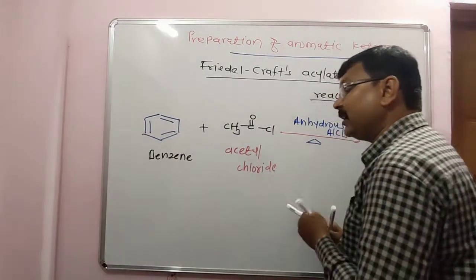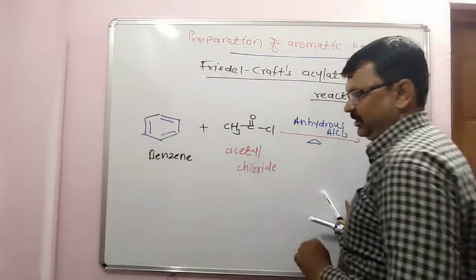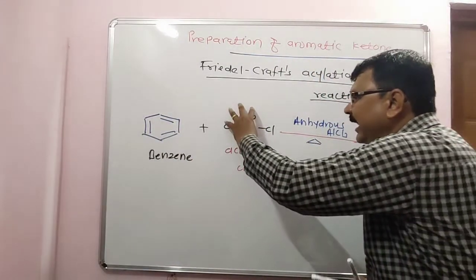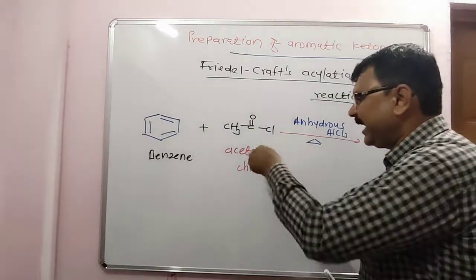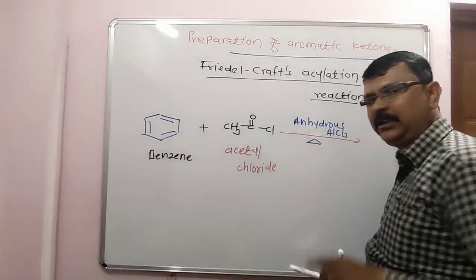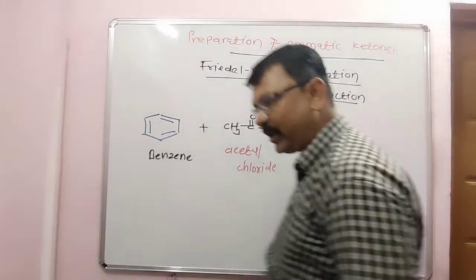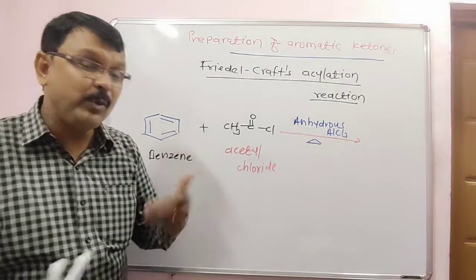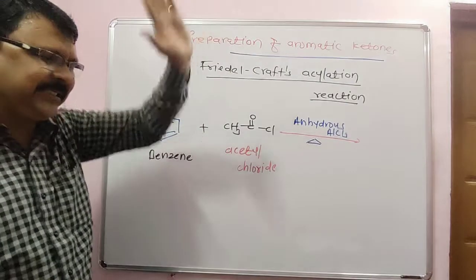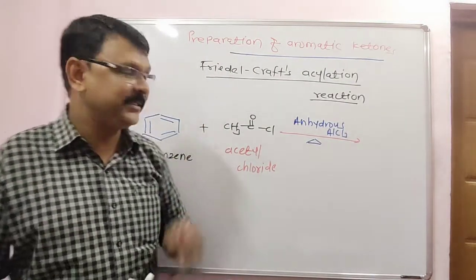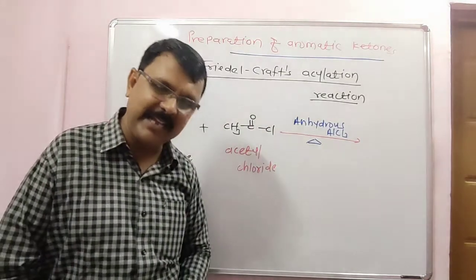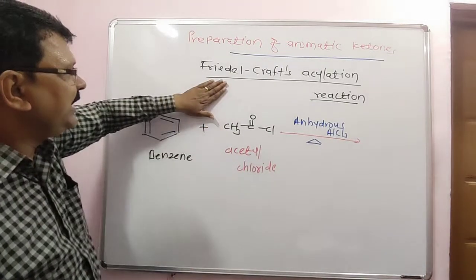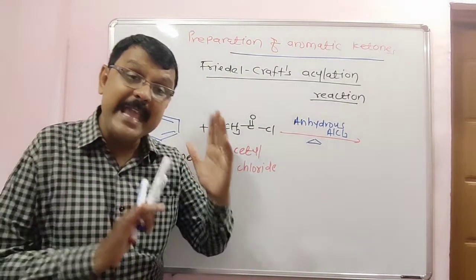In this reaction, a hydrogen atom of benzene is replaced by an acetyl group, meaning the acyl group of acetyl chloride or acetic anhydride. This reaction is called the Friedel-Crafts acylation reaction. There are two types of Friedel-Crafts reaction. First is the Friedel-Crafts alkylation reaction, and second is the Friedel-Crafts acylation reaction. Alkylation forms alkyl benzene, while acylation forms acyl benzene.